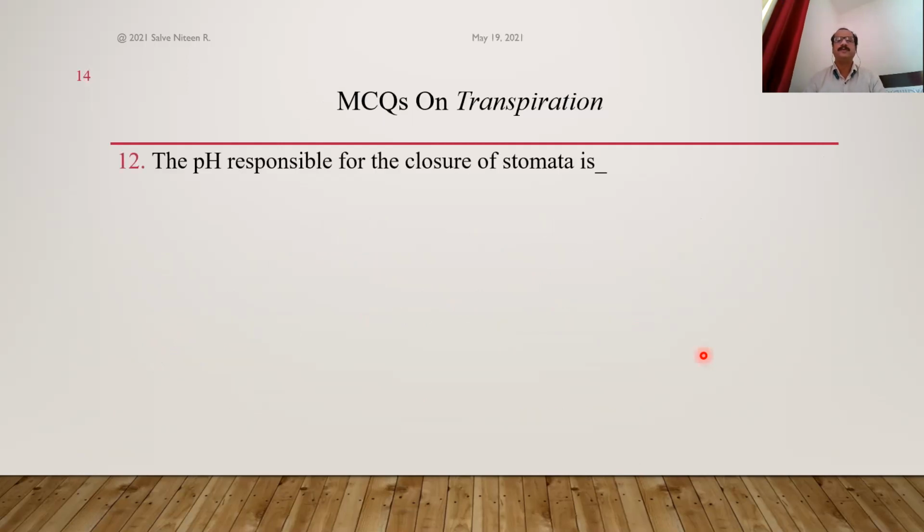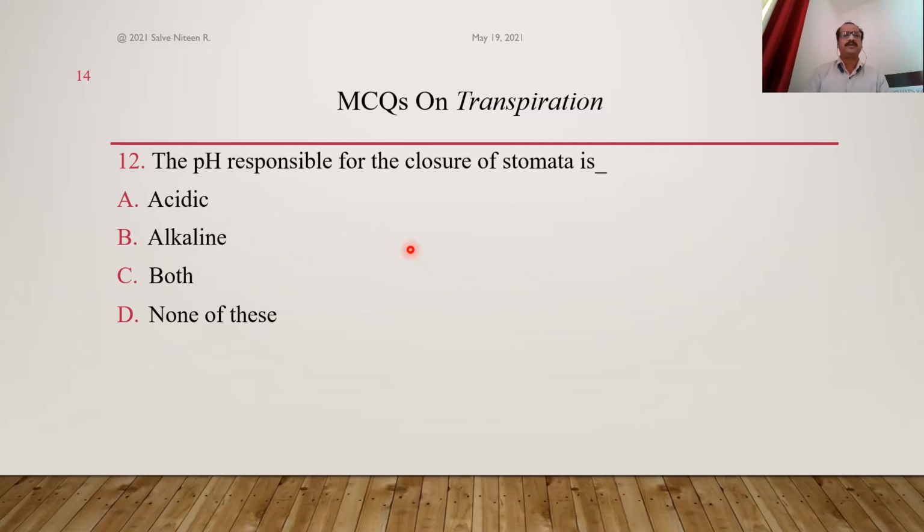Okay, the pH responsible for the closure of stomata: just now I told, acidic pH favors the closure of stomata, whereas alkaline or neutral pH leads to the opening of stomata. So here the answer is A.